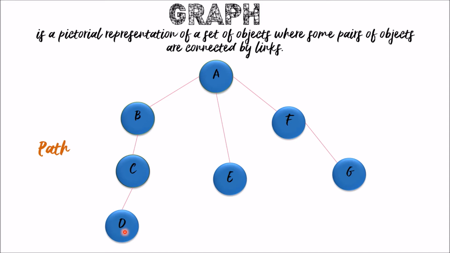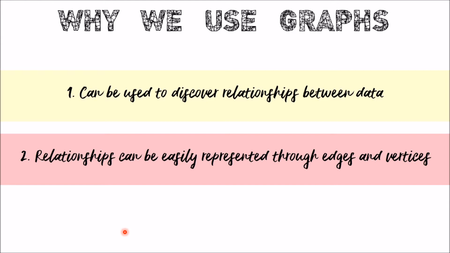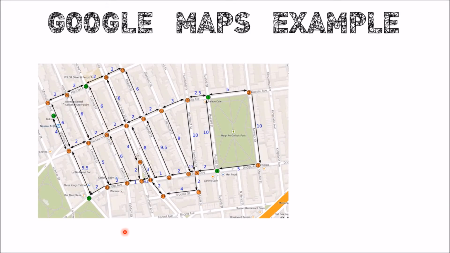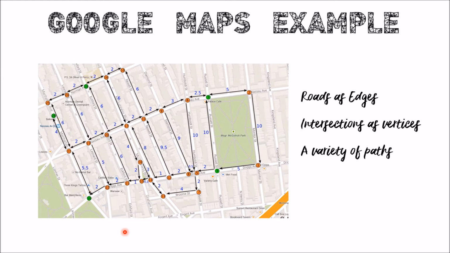Now that we understand more about graphs, let's talk about why we use graphs. Firstly, graphs can be used to discover relationships between data, and secondly, relationships can be easily represented through edges and vertices. In the real life example, we will be using Google Maps. In Google Maps, in order to provide users with the best route from the starting place to the destination, it uses roads as edges and intersections as vertices, and hence you can see that there's a variety of paths available for the users to choose from. So it is very necessary to have concurrent processing on graph structures in order to find the best route for users to travel on.